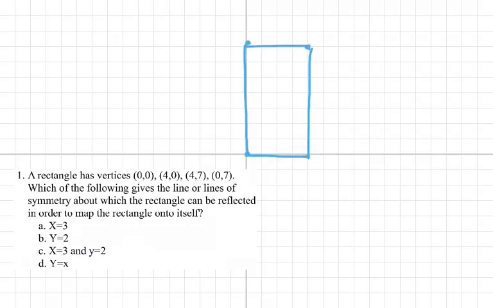Alright, I actually have a typo on this one. It's fine on your study guide. This should be y equals 3, x equals 2. Y equals 3, and x equals 2.